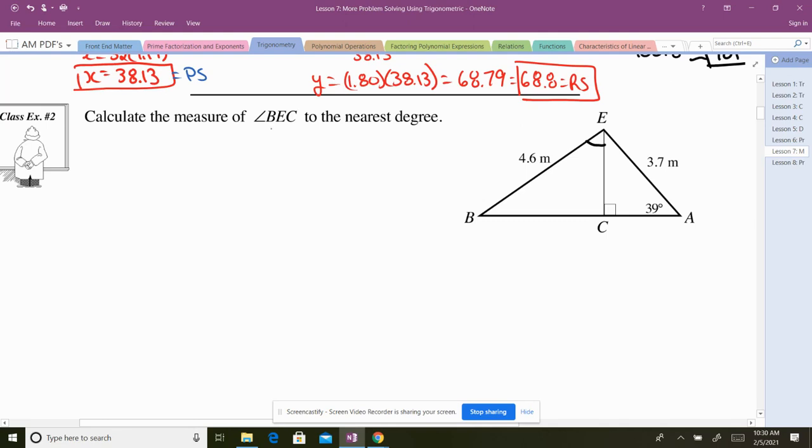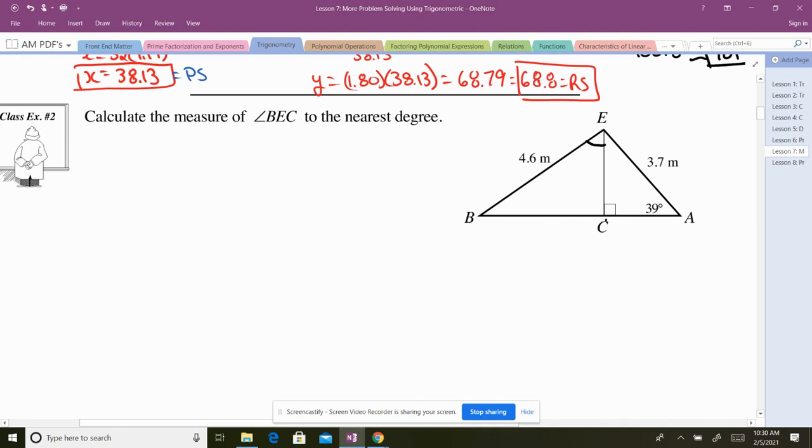It's the one in the middle, and just follow it. If you follow it, you just go BEC, right? B to E to C. So it's the middle bit of it. If it said BEA, it'd be the whole thing there. Does that make sense? Okay.